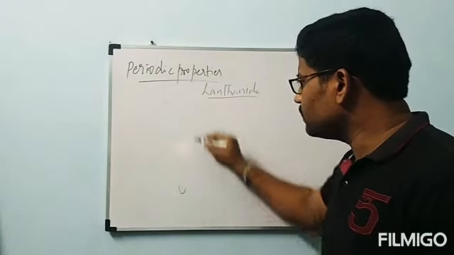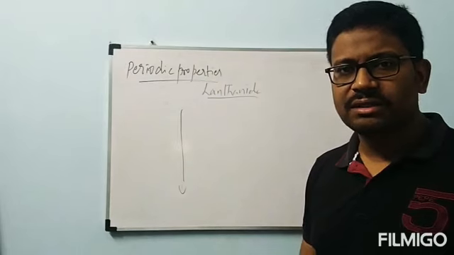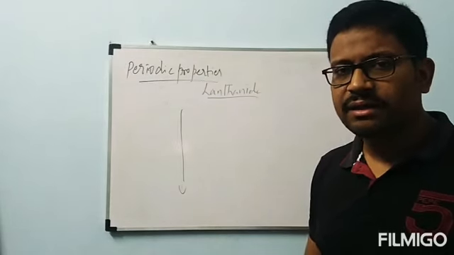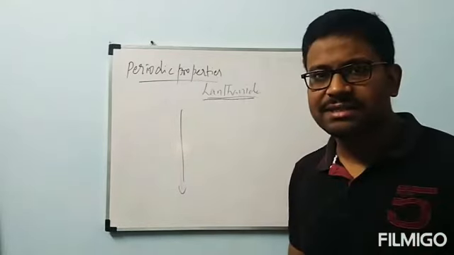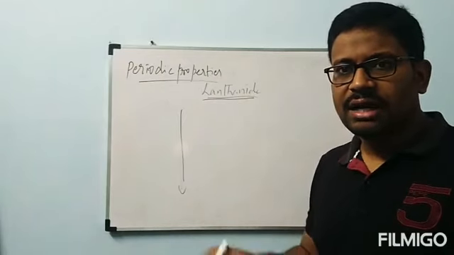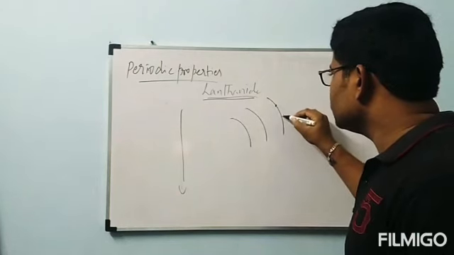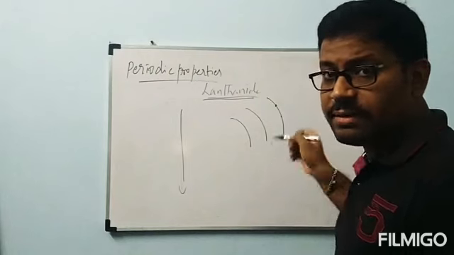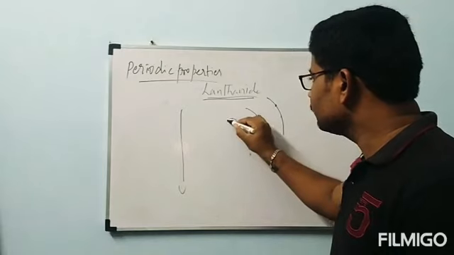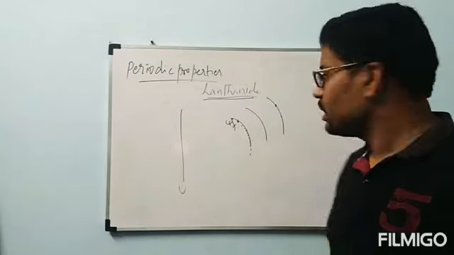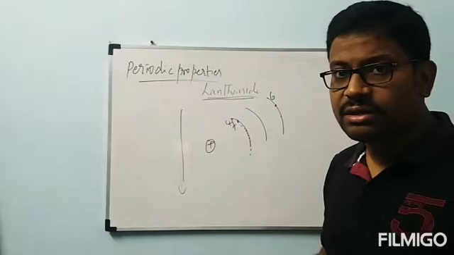Same group means top to bottom, what should happen to atomic size? It should increase. But what is happening? Size is getting decreased. This happens in lanthanides because already outermost electrons are present. Now newly coming electrons are entering into the antepenultimate shell, that is 4f. Already the 6th shell has electrons. This is the nucleus. Newly coming electrons are entering into the 4f shell.